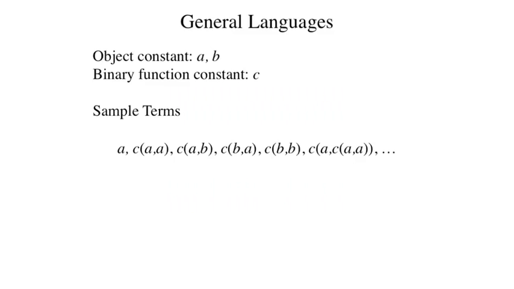Consider a language with two object constants a and b, and to start, a single binary function constant c. Here we see a list of some of the terms of the language. There's no graphical rendering in this case, as the structure is quite complicated.